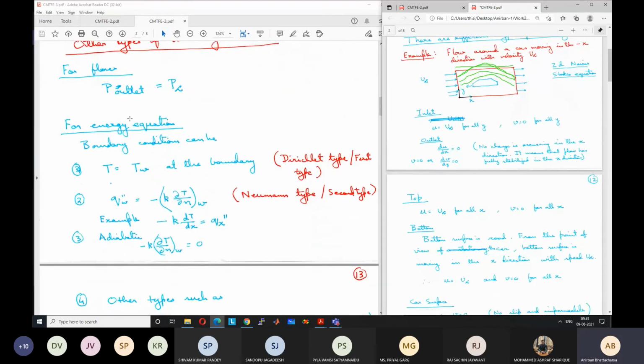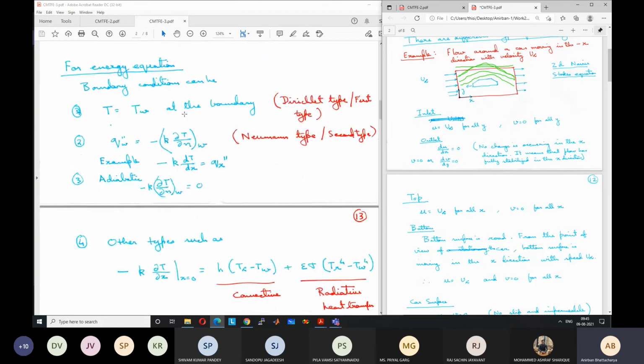For the energy equation, similarly, we can have different types of boundary conditions. Again, you have read in heat transfer, but let us revisit them. So there can be various types of boundary conditions. For example, at the wall, we are not solving the energy equation here, but if we are solving for heat transfer, we can have different types of boundary conditions.